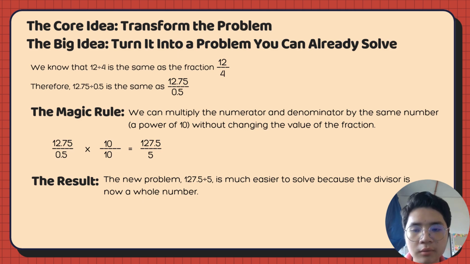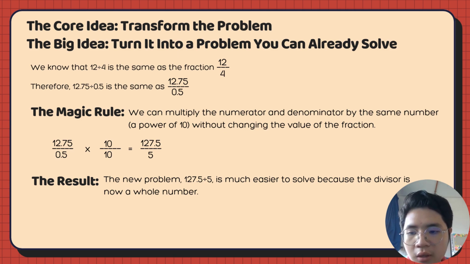Now we are going to talk about the core idea, which is to transform the problem. The big idea is to turn it into a problem you can already solve. We know that 12 divided by 4 is the same as the fraction 12 over 4. Therefore, 12.75 divided by 0.5 is the same as 12.75 over 0.5. The concept is to convert the decimal division problem into an equivalent whole number division problem.